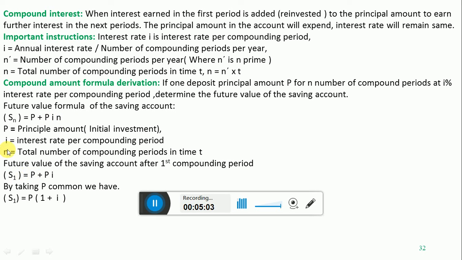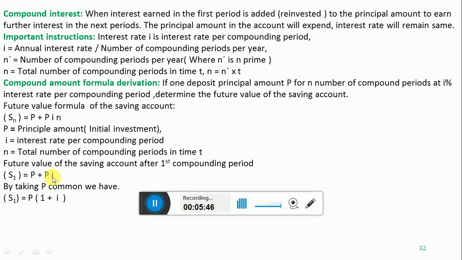Now I am putting the value of n, meaning the future value of the saving account after the first compounding period. So I am putting n equal to 1 because we are defining the future value of the compound amount after the first period. So S1 is equal to P plus Pi. Why am I not putting n in here? Because the value of n is 1. We are calculating the future value of this saving account after the first compounding period. So we replace n with 1, and 1 multiplied by Pi is equal to Pi. So S1 is equal to P plus Pi. This is the future value of the saving account after the first compounding period.